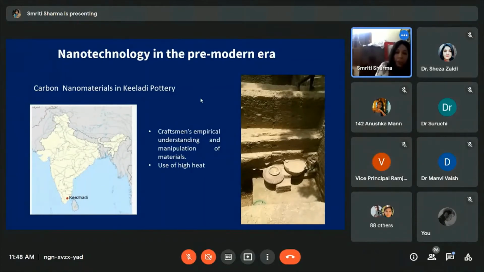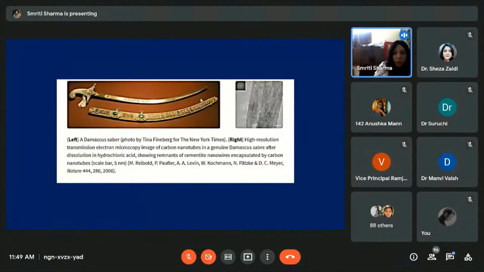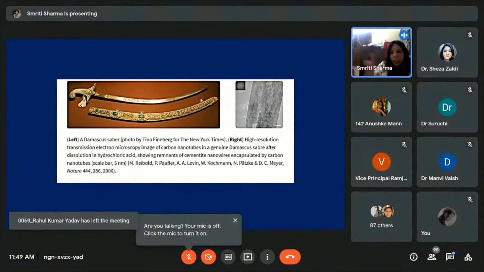There is no text, but they had an empirical understanding that if we do this process or that process, we will get something like this. Now we are discovering that there were nanotubes in it. But they had an empirical understanding and their techniques were very good. Their techniques were maybe parallel to any modern lab working in nanotechnology today, because they could develop such good things, for example, these Damascus saber blades.